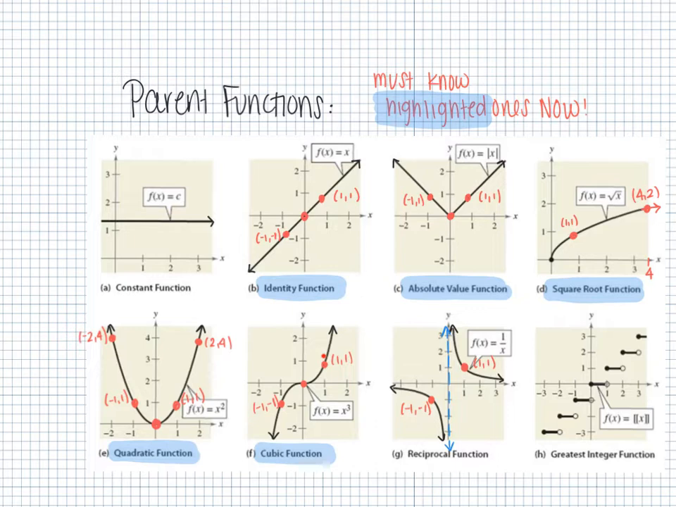So here are my parent functions that you need to know. You need to know the ones that are highlighted in blue: the identity function, absolute value function, square root function, squaring function or quadratic, cubing function or cubic. You need to know those 5. You also should know these red dots that I have placed on the graphs, because when we talk about moving things up, down, left, and right, you need to know what you are moving.